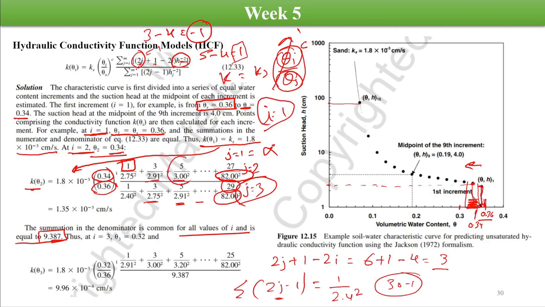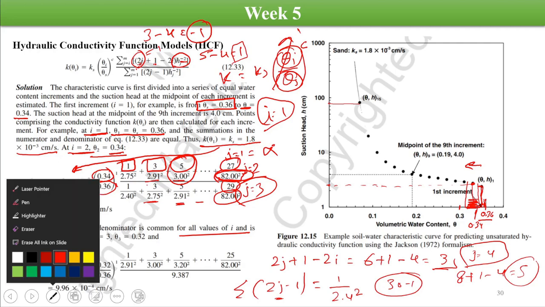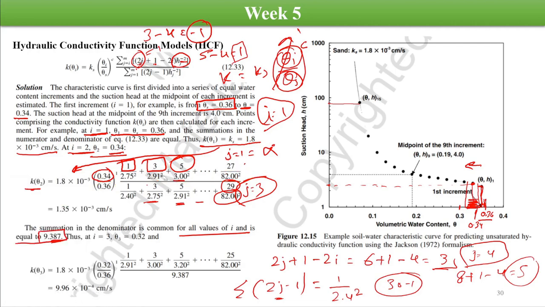So this term will be obtained for j is equal to 3. We have obtained 3, and this term will be obtained for j is equal to 4. If you see, it will be 8 plus 1 minus 4, which is going to be 5. In this way we can go up to j is equal to 15. So 27 upon 82 to the whole square. Okay, so let's erase this thing.